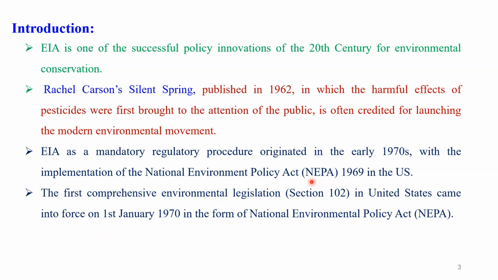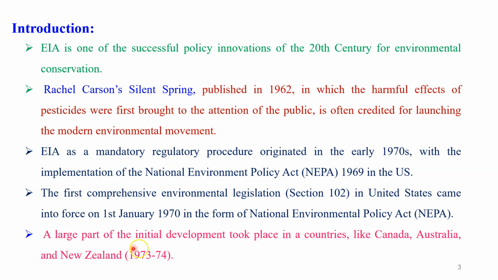Dear student, the first comprehensive environmental regulation, Section 102 in the United States, came into force on 4 January 1970 in the form of the National Environmental Policy Act, that is NEPA. So from the 4th of January 1970, it was compulsory for major projects and all other projects that might have an impact on the environmental quality and the environmental balance of that particular region.